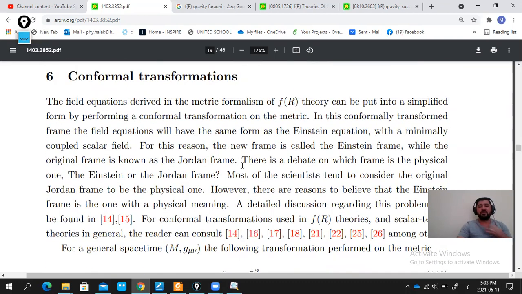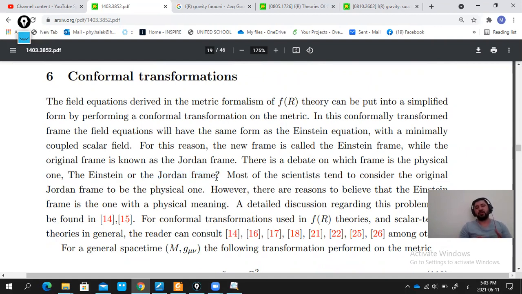Now the original frame, before applying the transformation, is called the Jordan frame. After applying the transformation, we call it the Einstein frame. There is a huge discussion about which of the two frames is the physical one. Some physicists find that it's Einstein, others find that it's the Jordan frame, and there is a big discussion about this.